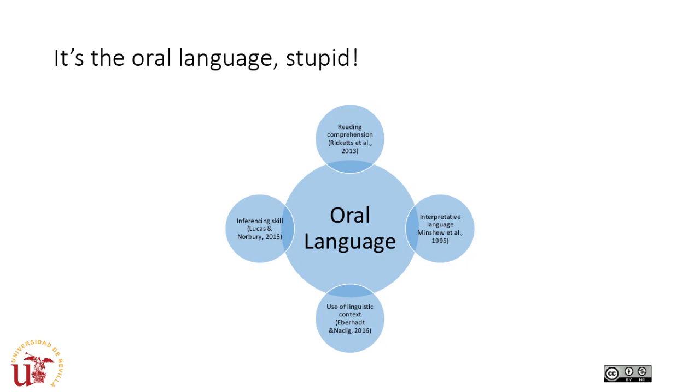For those of you who work with this population, you know there is a great variability in how well children with autism have developed their oral language. So maybe that is just part of the problem. But we were asking ourselves, is there anything else?